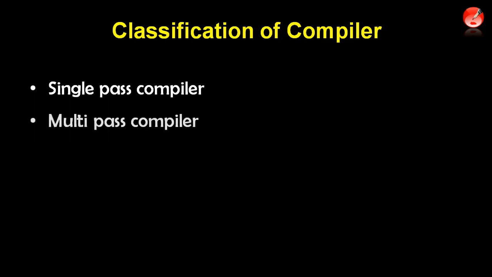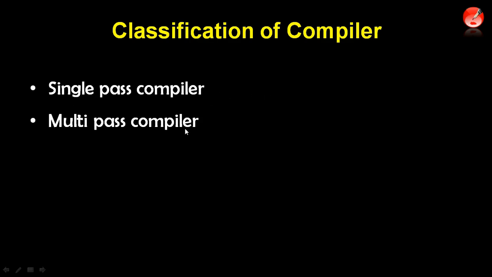Next one is multi-pass compiler. A compiler that reads the high level language program multiple times and converts it into the low level language is called multi-pass compiler. So we should know the meaning of pass. Reading the program top to bottom is called pass. So if the compiler reads the entire program one time, it means single pass compiler.